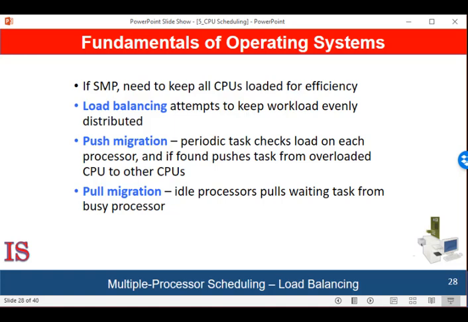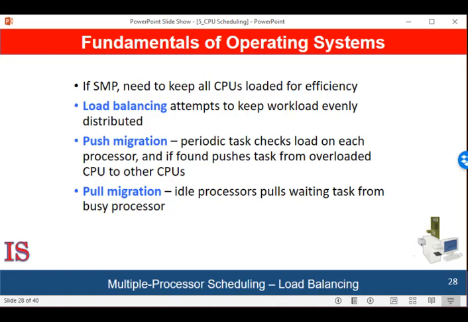It's important to note that load balancing is typically necessary only on systems where each processor has its own private ready queue of eligible threads to execute. On systems with a common run queue, load balancing is unnecessary, because once a processor becomes idle, it immediately extracts a runnable thread from the common ready queue.